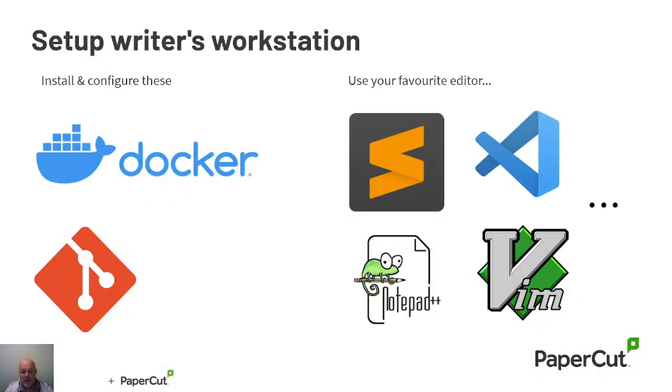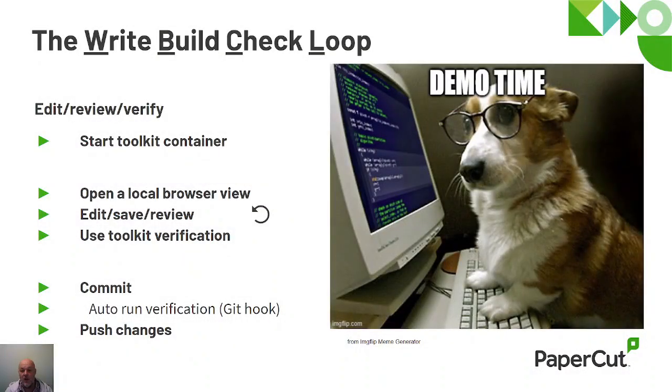Once you've created a standard toolkit for folks to use, all they need to do is install Docker Desktop and make sure that they understand how to use Git or whatever version control tool you're using, and they've got access to their favorite text editor. Once that's all set up, they can then sit down and start to do productive work at their workstation.